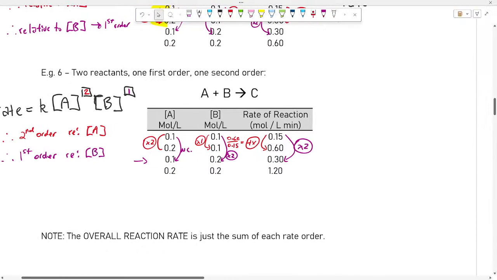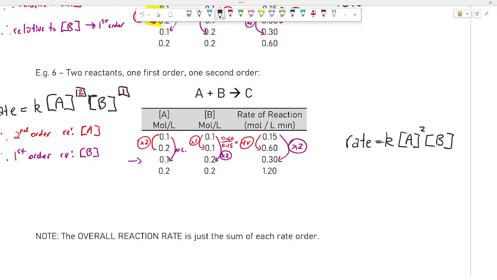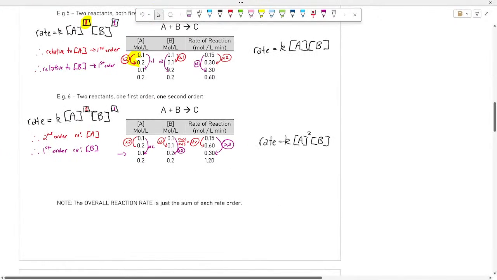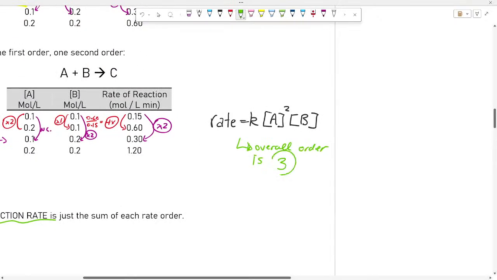And so if we were writing this rate law nicely, how would we write it? Yeah, rate equals some constant K. Yep. Very good. Beautiful. Look at you guys. Note that what we call the overall reaction rate is just the sum of the individual reaction orders, right? So in this case, we'd say its overall order is 3. Good.